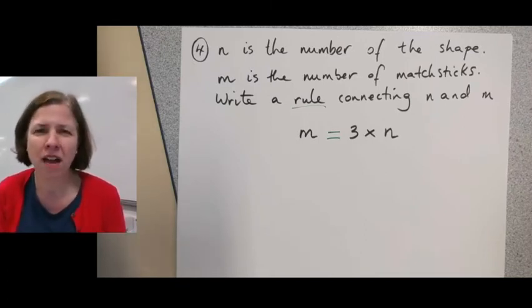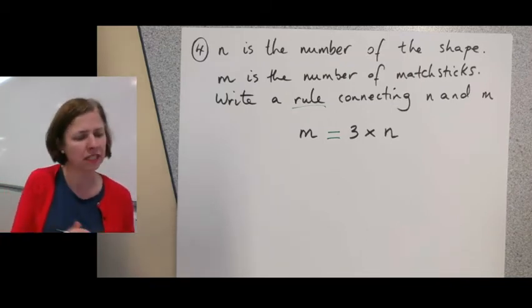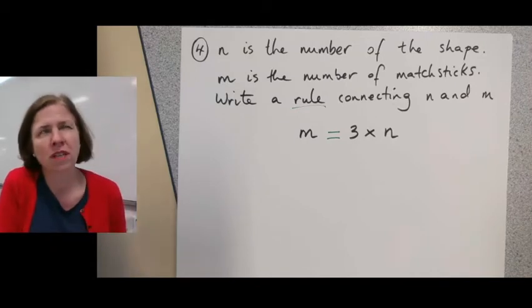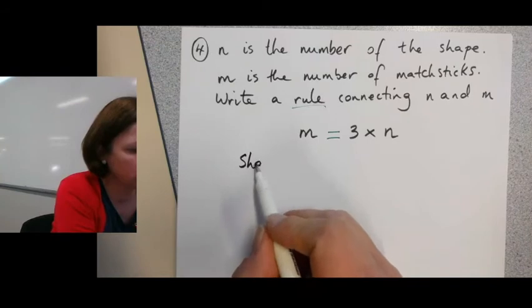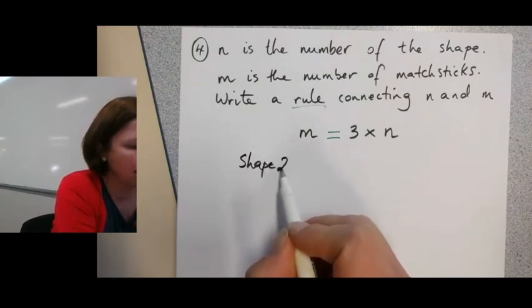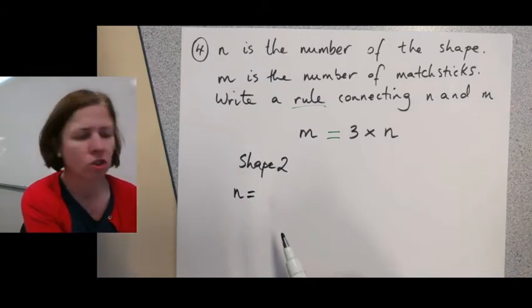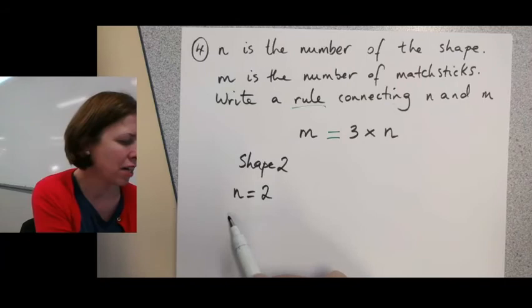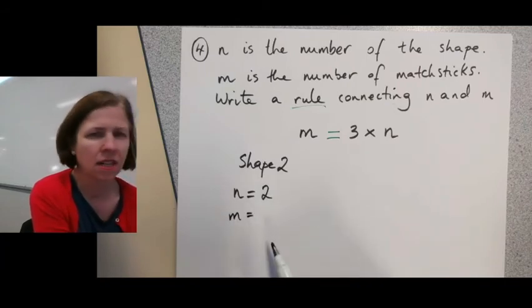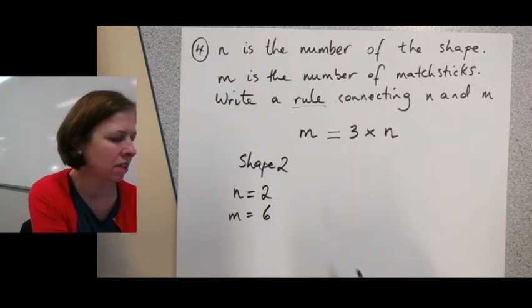So what I'm going to do now is practice using substitution to check. Hopefully you remember what substitution is. I'm going to use, let me see, shape number 2. N is the shape number, so N is going to be 2. And M is the number of matchsticks. How many matchsticks did we need for shape number 2? We needed 6. All right.